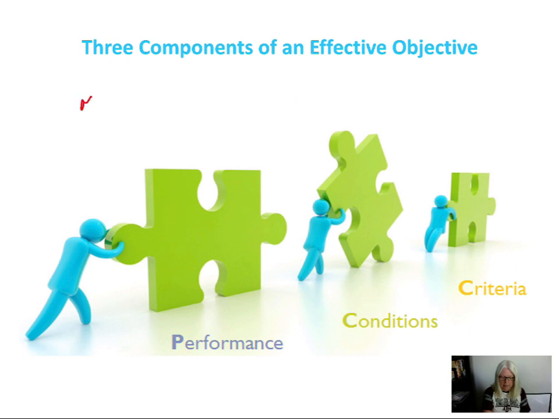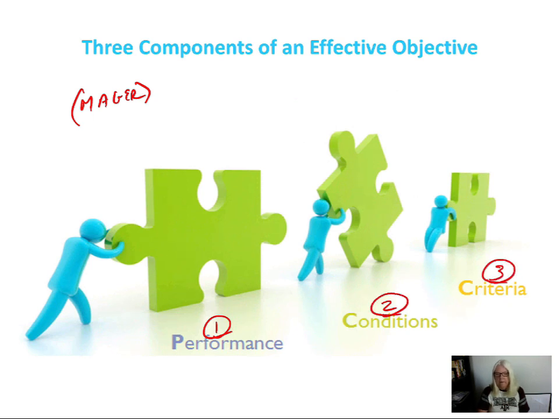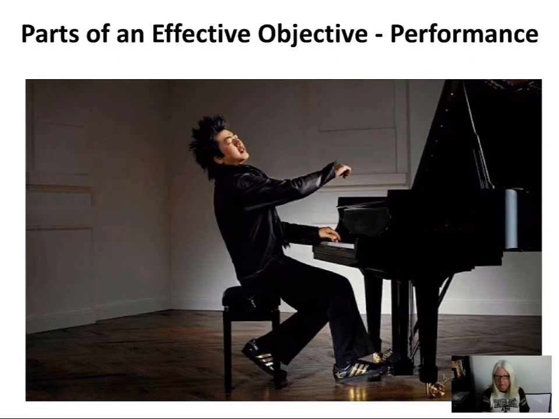According to Major, the book talks a lot about Major, there are 3 parts to an effective objective. The first part is performance, the second part is conditions, and the third part is criteria. So all good objectives will have these 3 parts: performance, conditions, and criteria. So the first one is performance. So performance is basically what it sounds like. It's the behavior learners are expected to perform, is what we're talking about.